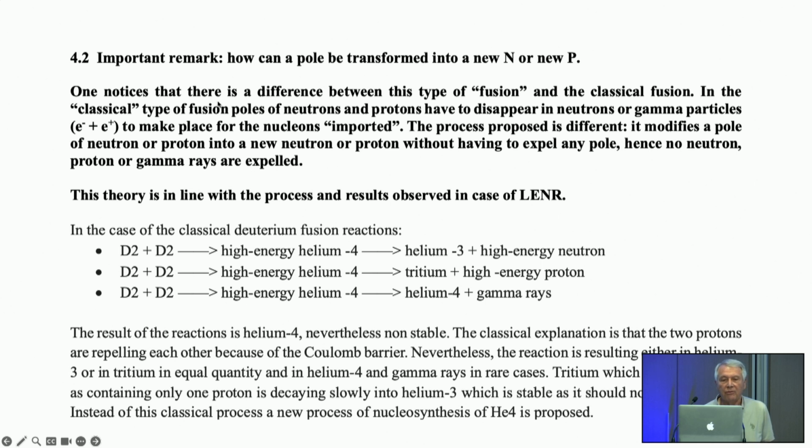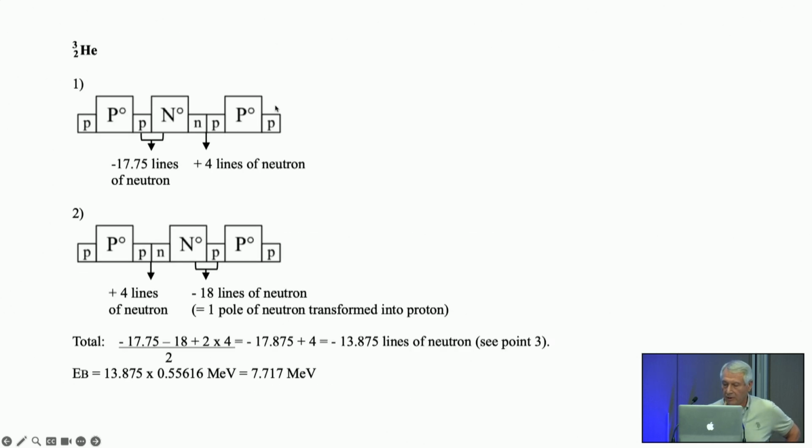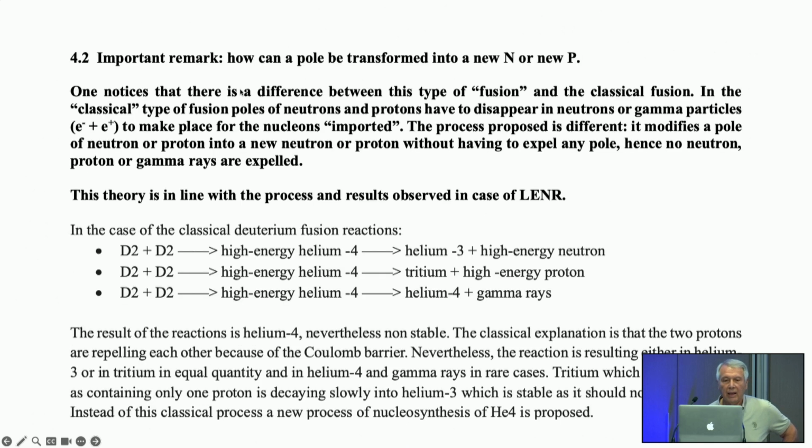One notices that there is a difference between this type of fusion and the classical fusion. In the classical one, the poles of neutron and proton have to disappear in neutron or gamma particles to make place for the nucleons which are imported. The process I propose is different. It modifies a pole of a neutron or proton into a new neutron or proton without having to expel any pole, hence no neutron, proton, or gamma rays are expelled. This theory is in line with the process and results observed in the case of LENR.